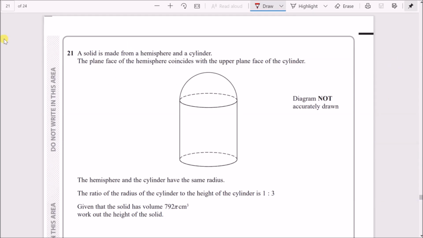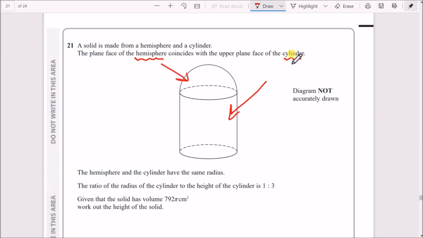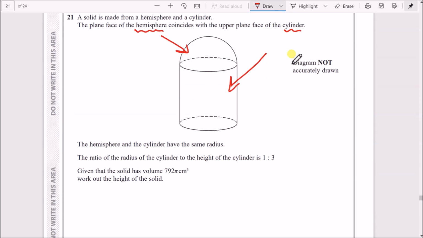Alright, number 21. A solid is made from a hemisphere and a cylinder. The plane face of the hemisphere coincides with the upper plane face of the cylinder. Just to label this carefully, this bottom deck is the cylinder, and the top half is half of a sphere, so it's also known as a hemisphere. We're going to see what formulas we need before we actually answer this.